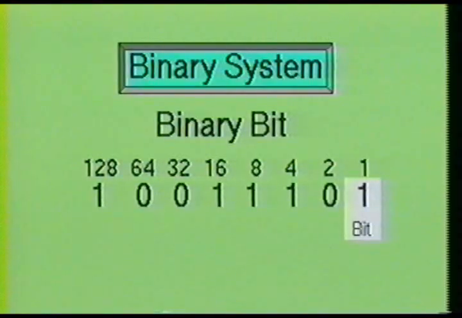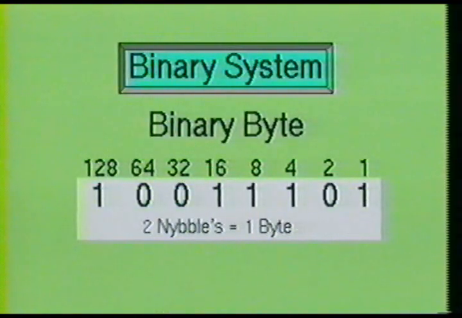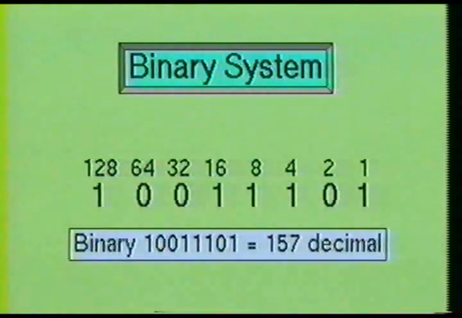A single binary digit, the 0 or 1, is generally referred to as a bit. 4 bits are known as a nibble, and 2 nibbles make up a byte. Many computer systems will process a byte as a single unit. The byte shown here represents the decimal number 157. At this point, we will see how we acquired the decimal number 157 from the byte illustrated. We will convert from binary to decimal, then from decimal back to binary.